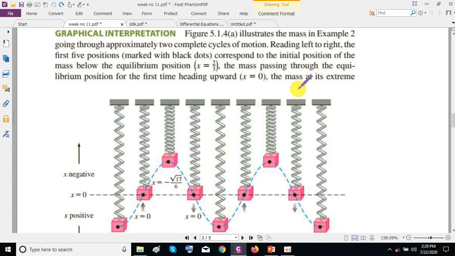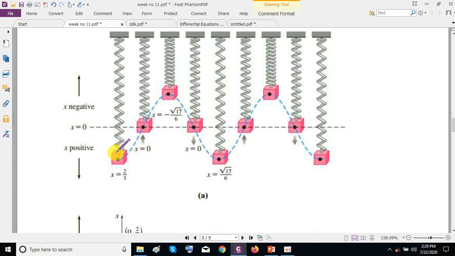Okay, now the graphical interpretation, figure 5.1.4a illustrates the mass in example 2. We did not discuss example 2, so we leave it. But here, the meaning of this figure is, look at this one, we have actually done this example, the last one. In this position, look at it, initially x is 2/3. Okay, initially x is 2/3, so it means the spring starts from here. If we set it free, it will move like this, and from this position to this, and after that it goes downward and upward.